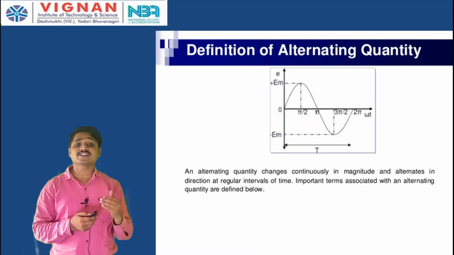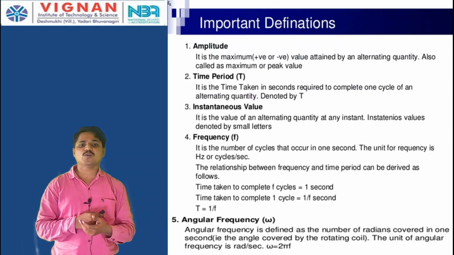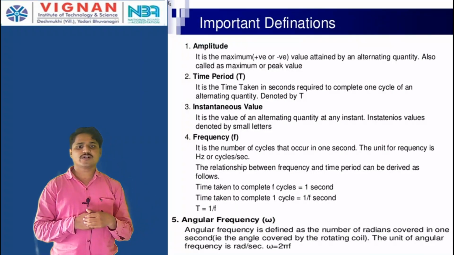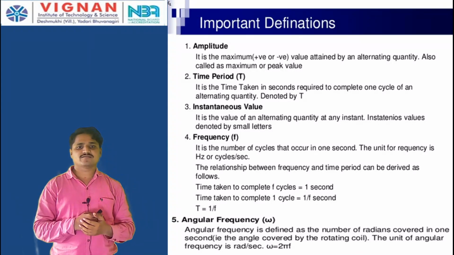So, that is for the instantaneous value. At what instant, and what is the value at that particular instant. So, the instantaneous value of an alternating quantity at any instant we can calculate.